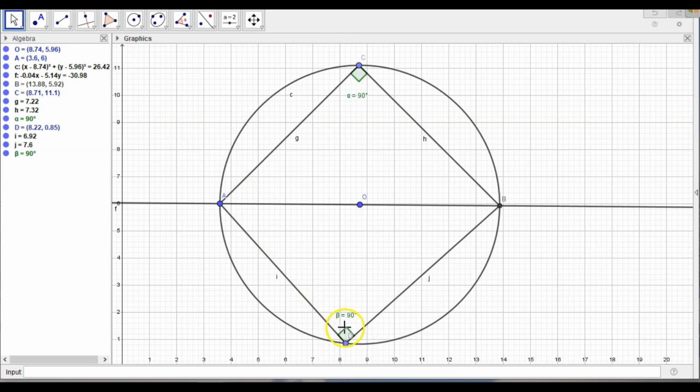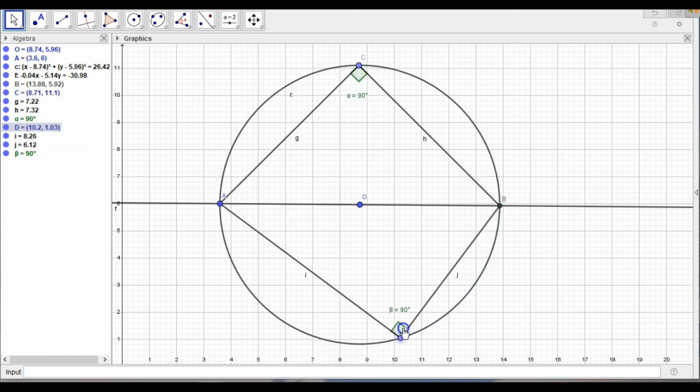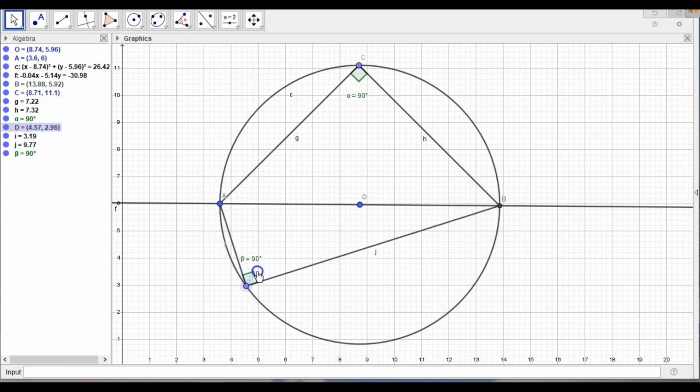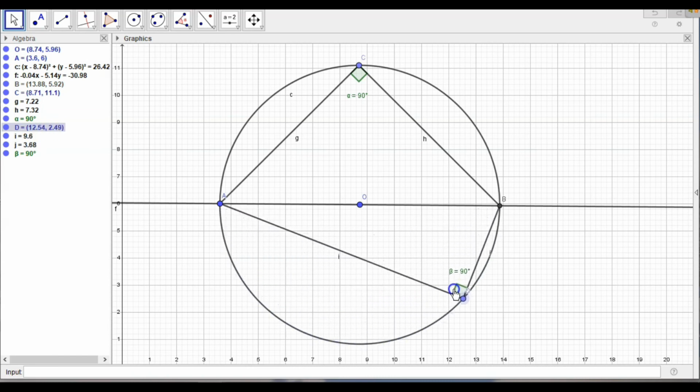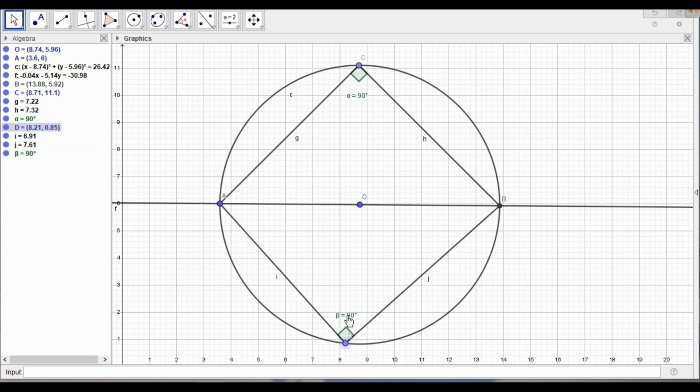And the angle beta measures an angle of 90 degrees. Likewise, I can shift the point D very close to B, and it's still 90 degrees. So please take note of that. Any angle that subtends on a diameter at the circumference of the circle gives you a right angle. It gives you a right angle.